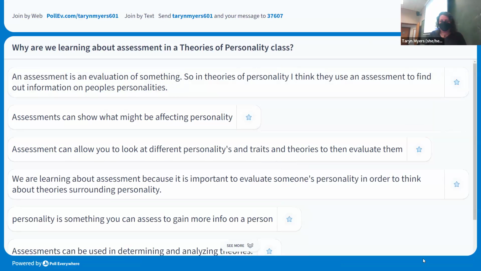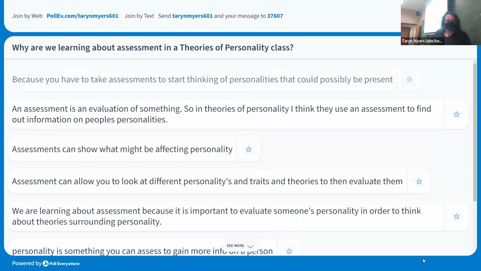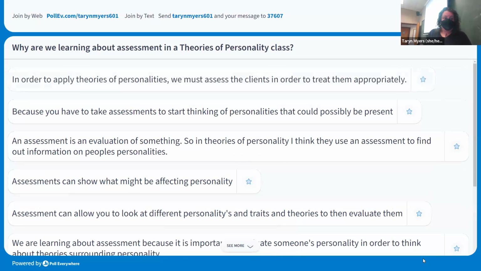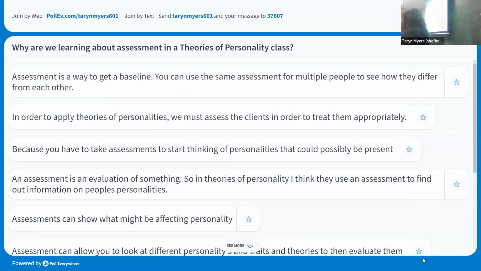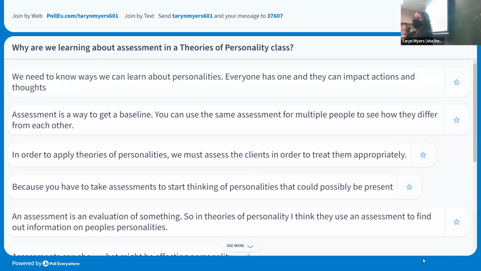An assessment is an evaluation of something. So in theories of personality, I think they use an assessment to find out information on people's personalities. Yeah, because you have to take assessments to start thinking of personalities that could possibly be present. Yeah, that makes sense. In order to apply these theories, we must assess the clients in order to treat them appropriately. This is very important, right? Yes, this class is abstract in a lot of ways, because again, it's sort of like a philosophy class, but in the real world, we do want to be able to apply this, right? We want to be able to say, oh yeah, we can actually take these ideas and help someone with it.